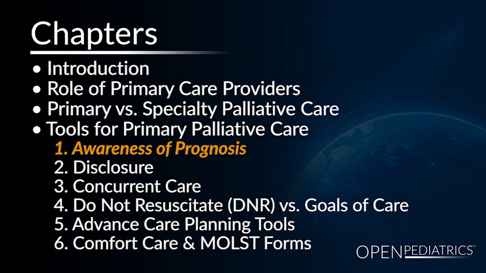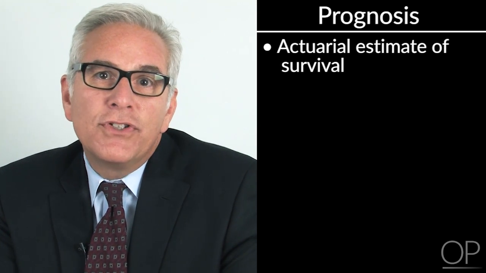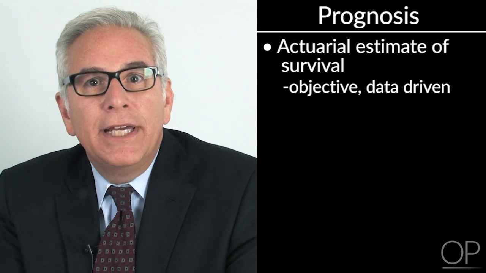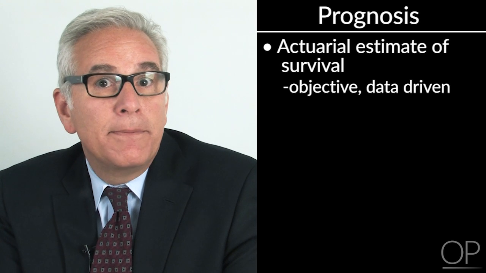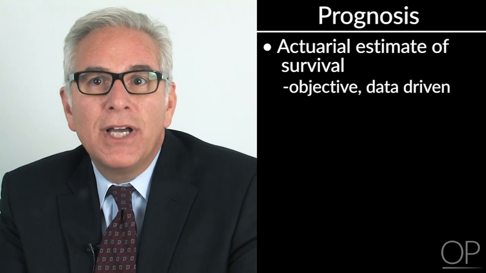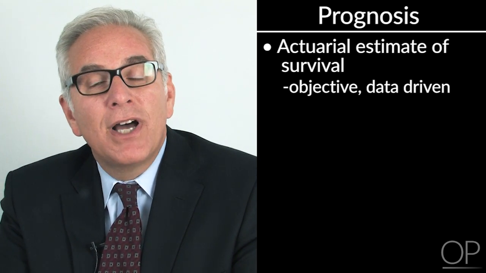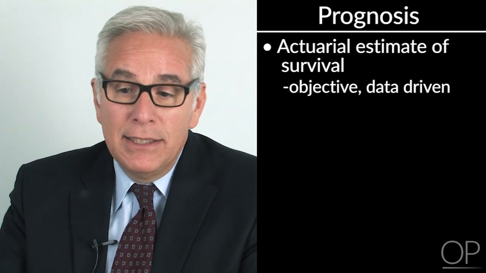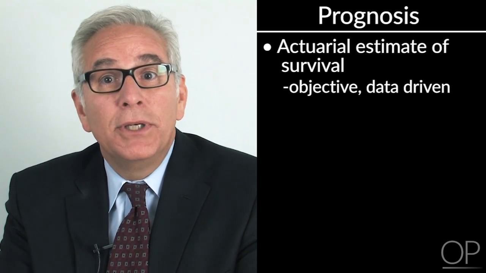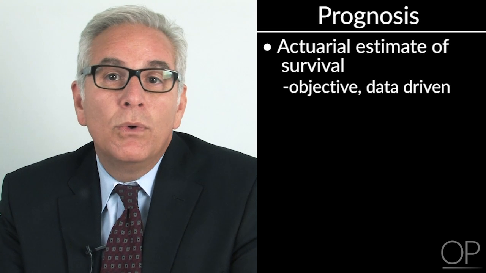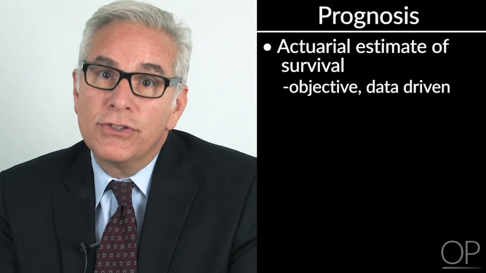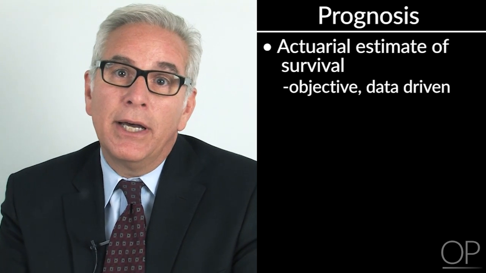Awareness of prognosis. So tool 1 is using an awareness of prognosis. What is prognosis? Most people think about it as an actuarial estimate of survival, a sort of objective, data-driven prediction. The patient will live a certain amount of time before they need to make a decision about tracheostomy or other technology. Or it might be expressed as a patient's chances of surviving to a certain time.